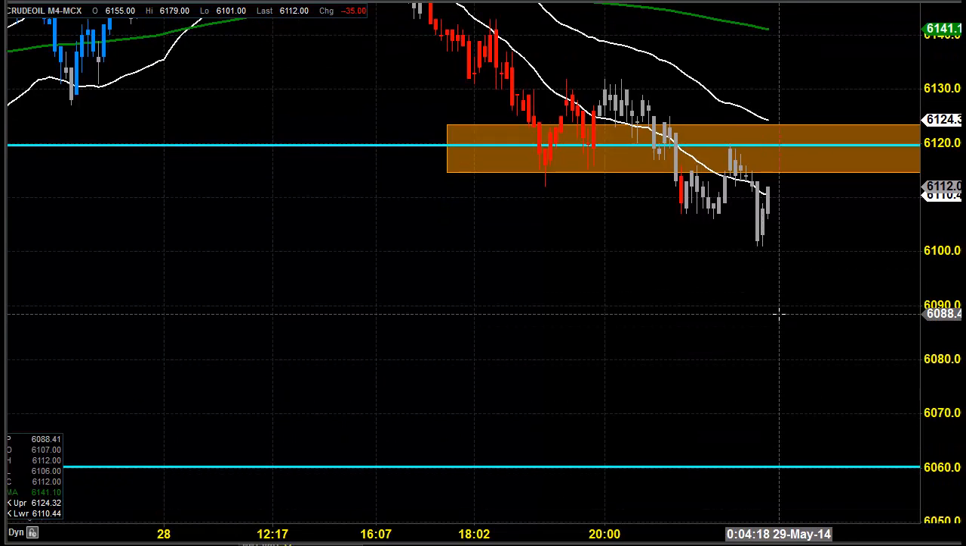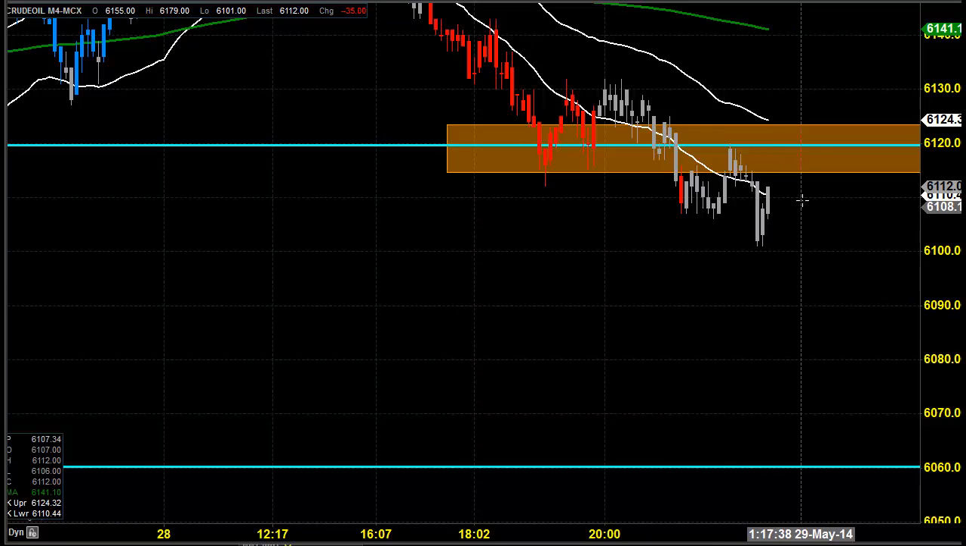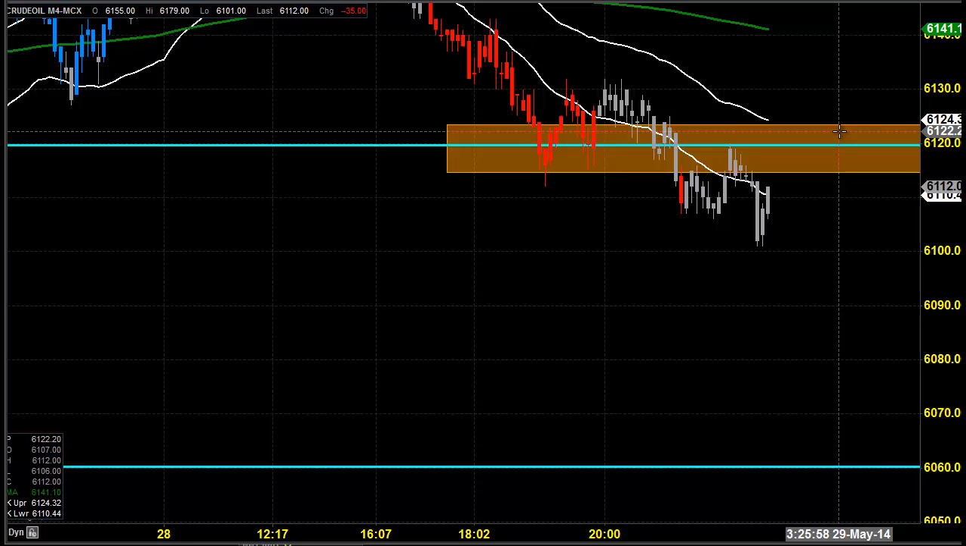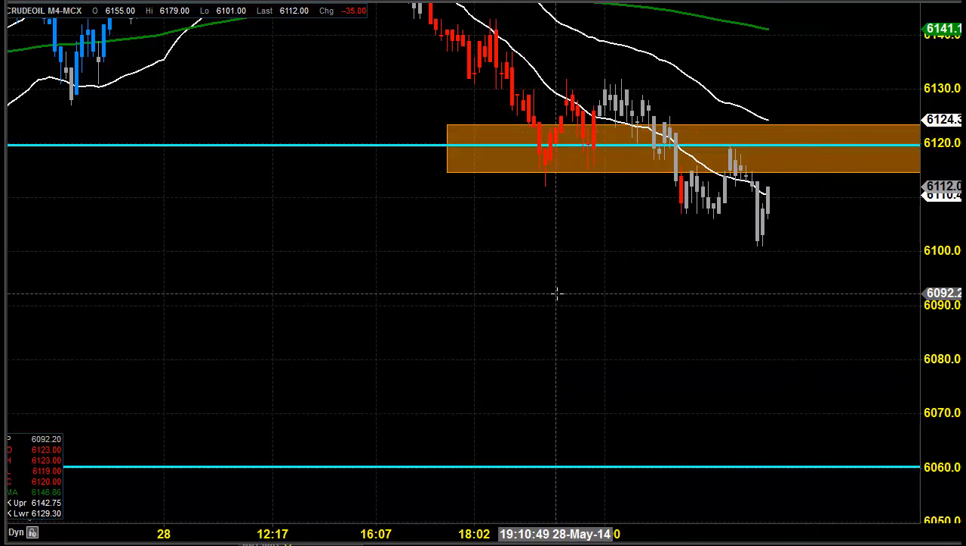But we are expecting crude oil to stay in downtrend for today's trading, having 6120, this particular zone, as the major resistance zone. So let us see what's going to happen during the trading session.